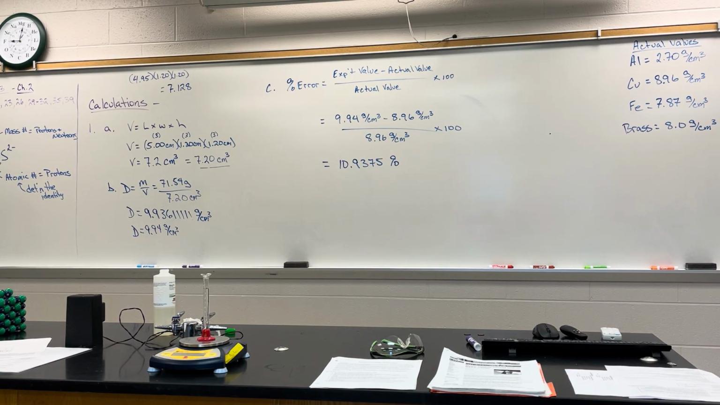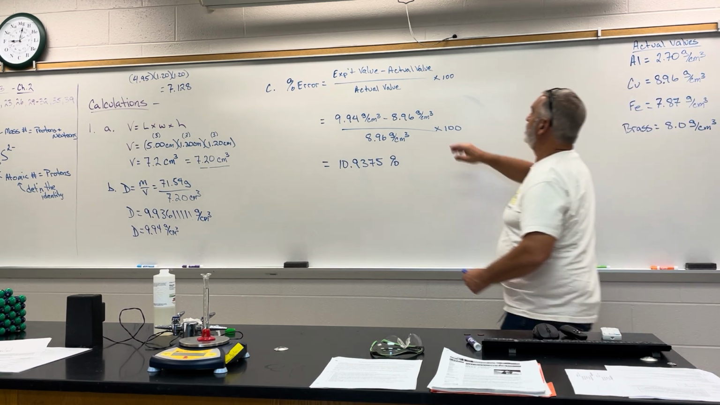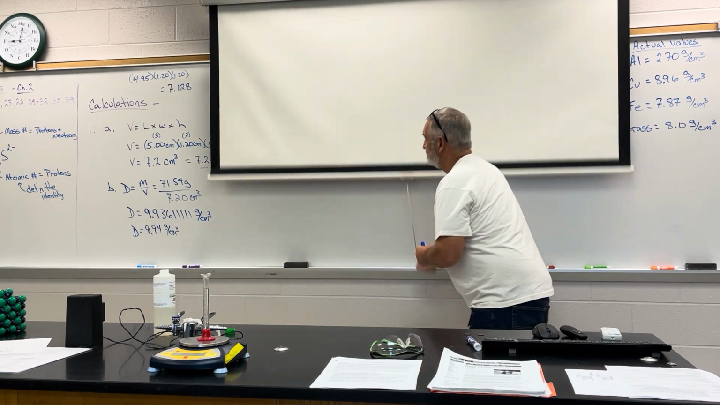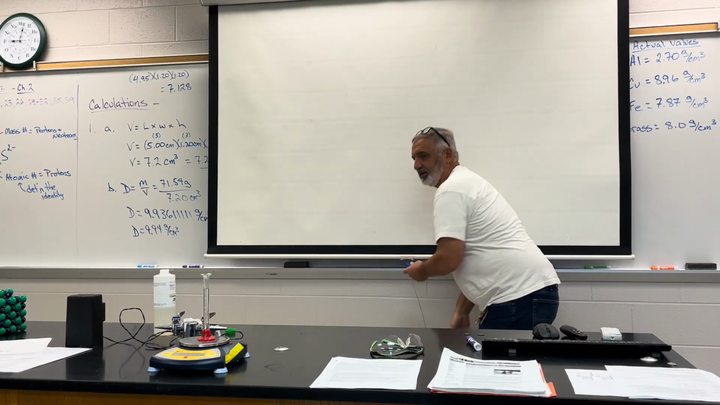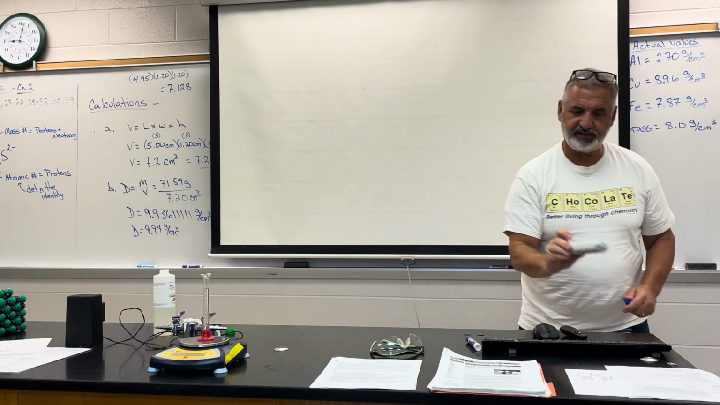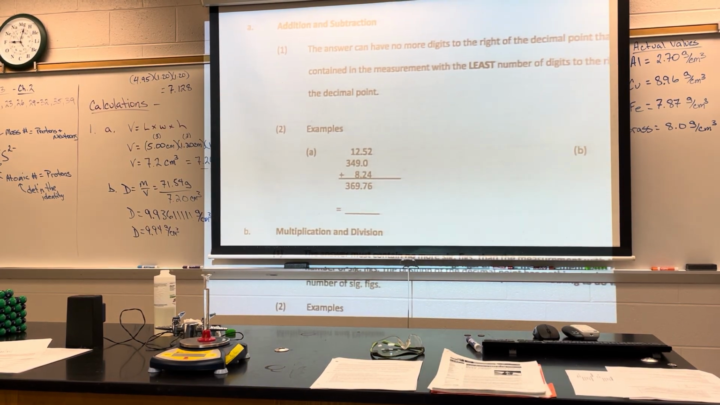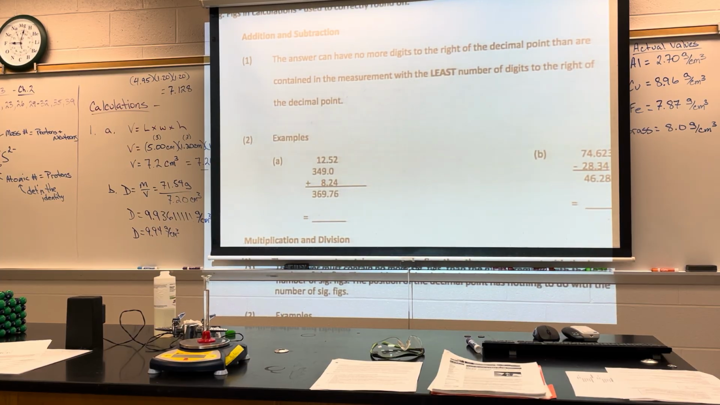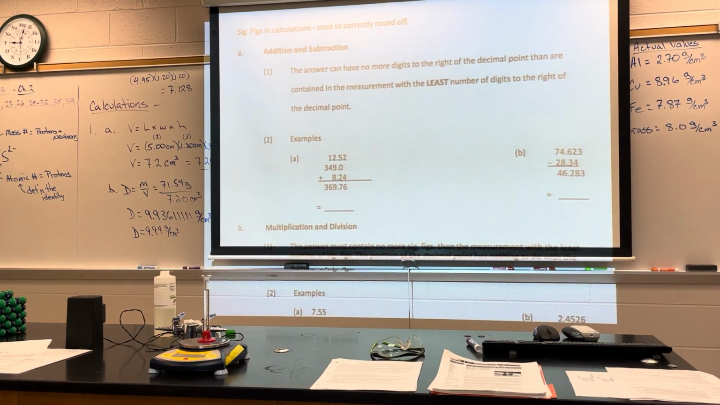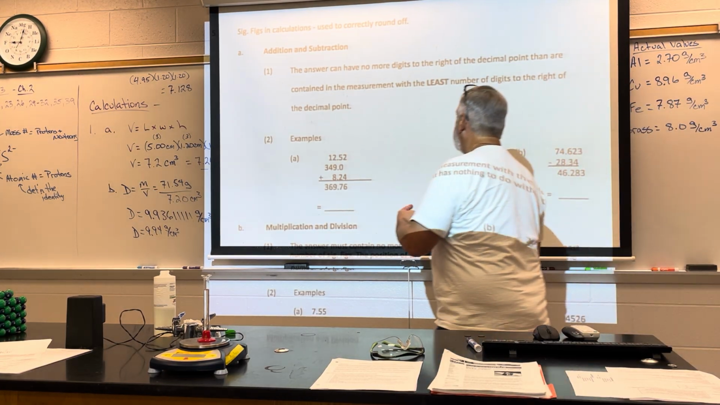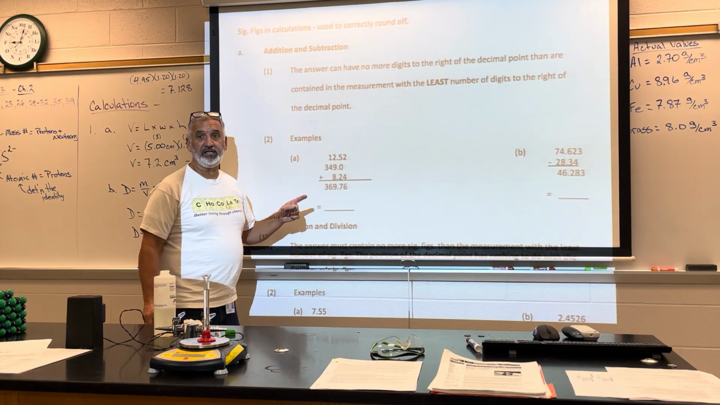I'm all over the place here. I'm out of space, but we're going to figure this out. Okay, so the rules for addition and subtraction. Addition and subtraction is all about the decimal point. The last digit of any measurement has uncertainty in it.